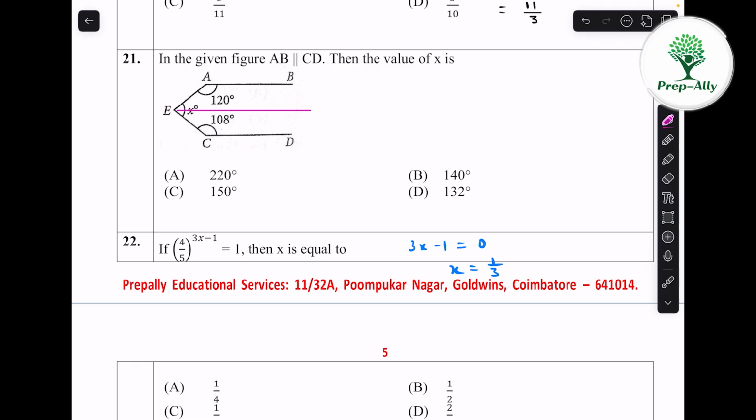Now see here, if this is 120, right? So definitely this will be 60 degrees, because the sum of this and this will be 180 degrees. Similarly here it is 108, so it will be 72 right here. So it is 60, it is 72, so that means this angle will be 60 plus 72, right? 132 degrees.